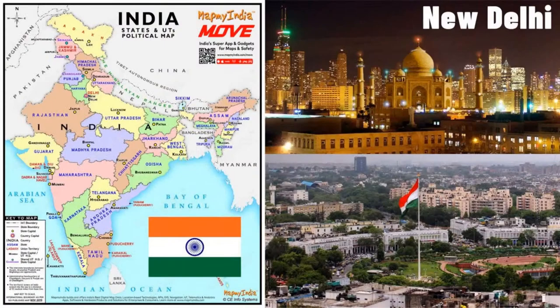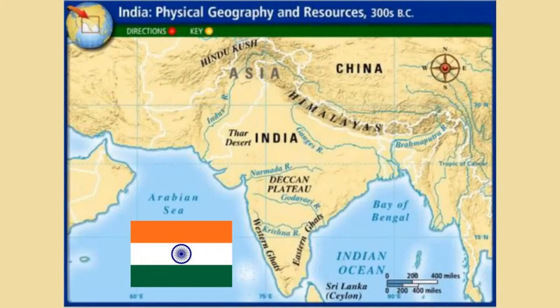Here is also, of course, New Delhi, the capital of the Republic of India today. India is a highly populated country overall. You see the Indian flag on the bottom, but population-wise, it is one of the largest populated countries in the world. I think it's like 1.3 billion people that live there today.